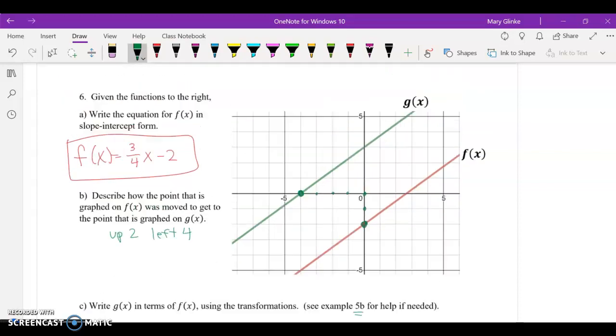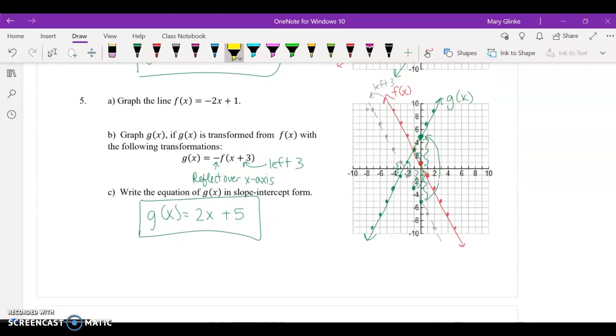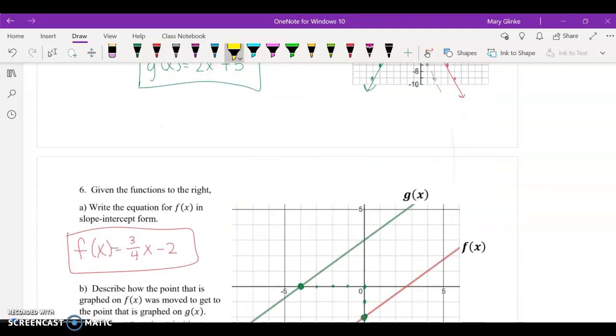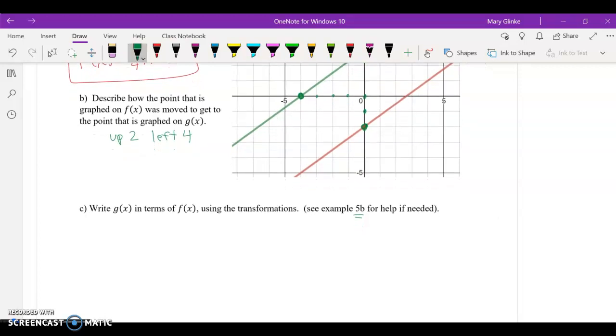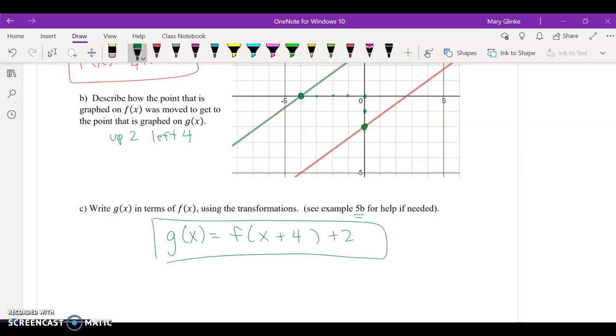So let's go ahead and look at 5b. We want to be able to write it like this. So this says g of x equals, so we're going to start the same way, g of x equals, and what we want to do is we want to take f of x and figure out how it's moved. Since it's moved up 2, we're going to write plus 2 at the end. Since it was left 4, we can show x plus 4 inside. Remember, you do the opposite there. So g of x took f of x and moved it left 4 and up 2.